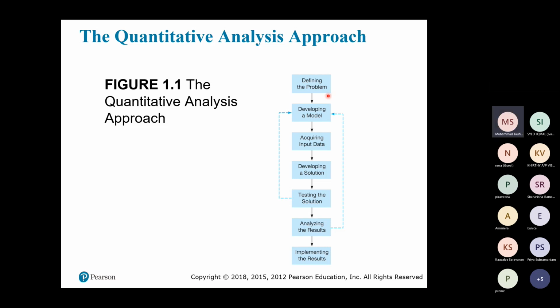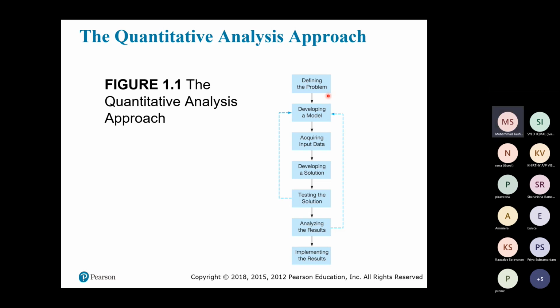If your solution does not solve the problem, then you have to come back to the model. You have to check your model again. Maybe your model is not suitable, or maybe your model is wrong. But if your solution is successful, then you analyze the result. That means you check back, you gather data from your environment, maybe because you want to know the effectiveness of your solution.